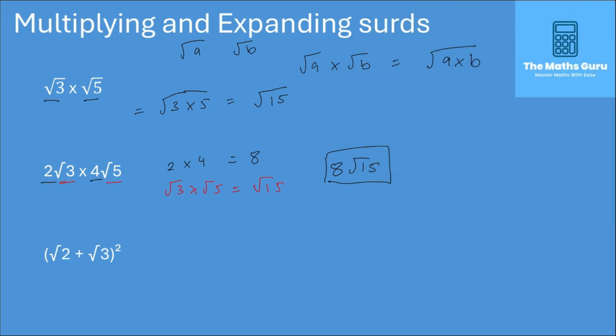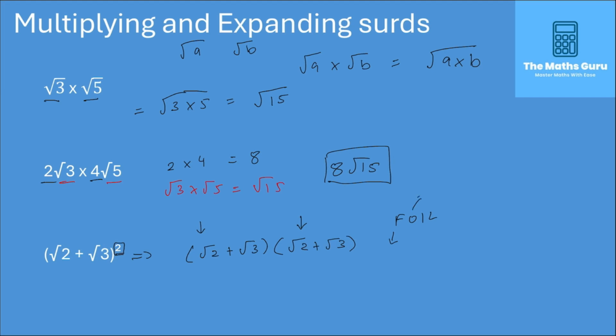Okay, now looking at root 2 plus root 3 squared. Now this is going to use your knowledge of algebra. So we write this out as root 2 plus root 3 as two brackets like this. This is what the squared function means in this case. Therefore, we're going to use our FOIL method, which entails timesing the first numbers of each bracket. So the first number of the first bracket times by the first number in the second bracket.